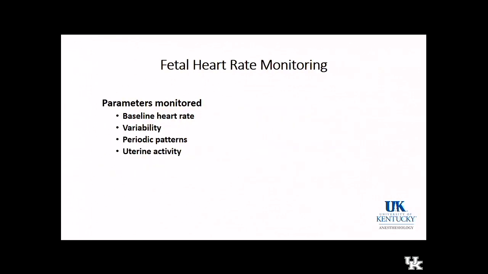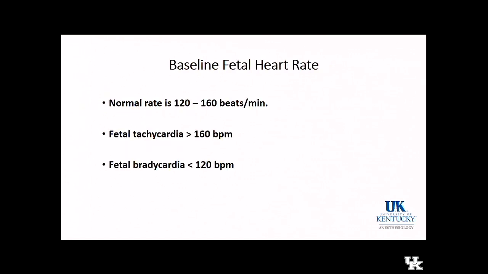So when you're doing fetal heart rate monitoring, it's very much like reading an EKG. You need to be systematic. You need to first look at your baseline heart rate, and then the variability, which we'll talk about, and then periodic patterns, which means is there an acceleration, is there a deceleration, and then you need to pair those patterns with the uterine activity, specifically when you have decelerations.